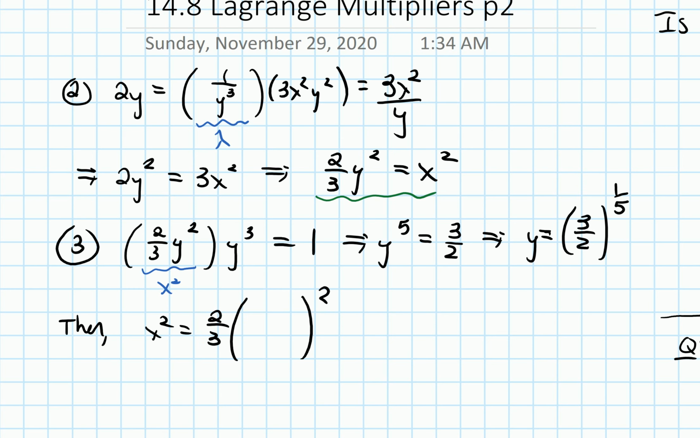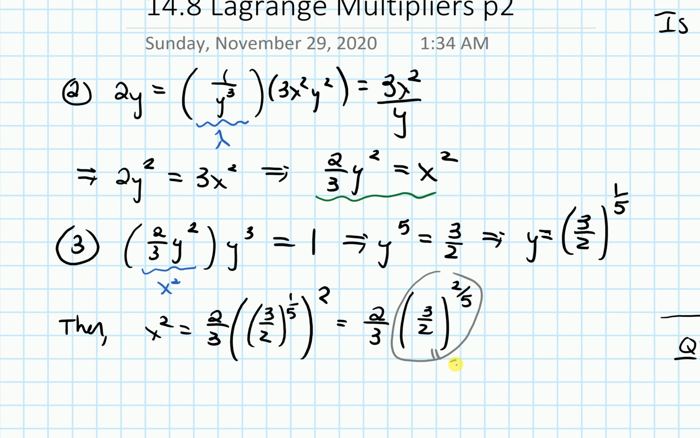So if I plug in y, we'd plug in 3/2 to the 1/5. Okay, so we'd have this. So we have 2/3 out in front. And then in the parentheses, I have a power to a power. And that means multiply the powers. So we'd get 3/2 to the 2/5. And I know that 2/3 and 3/2 are reciprocals. So this term is actually 2/3. If I reciprocal it, it'd be 2/3. I'd get a -1 power, and the -1 would multiply the 2/5, and I'd get -2/5.